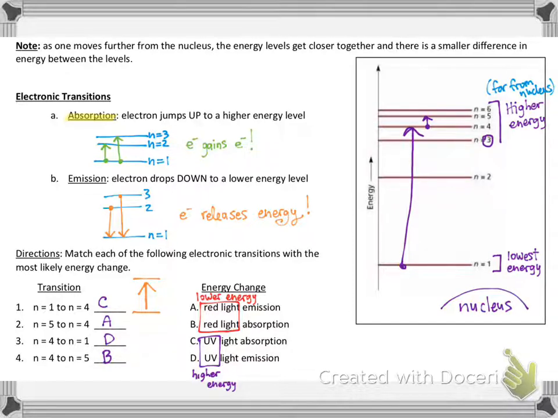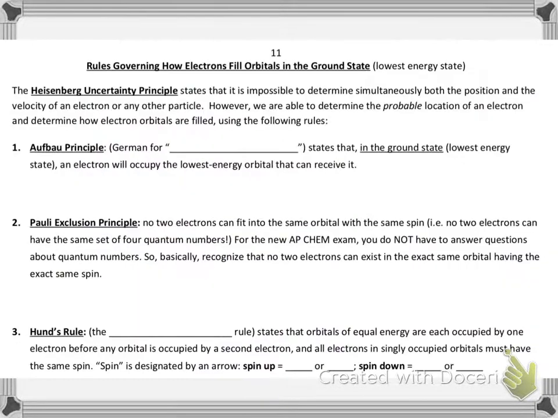Okay, now let's start talking about how we actually fill up electrons into our orbitals and determine electron configuration. Well, there are certain rules we use. The Heisenberg uncertainty principle says you cannot determine both the position and the velocity of an electron or any other particle, but we can still figure out its probable location using these 3 rules.